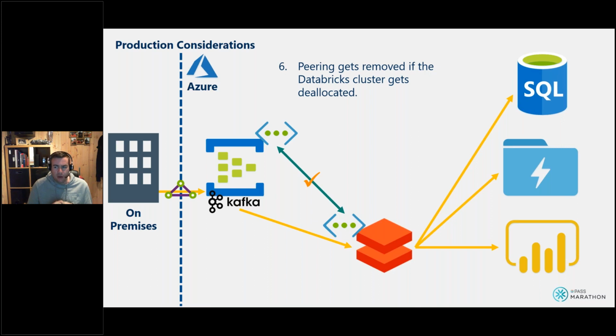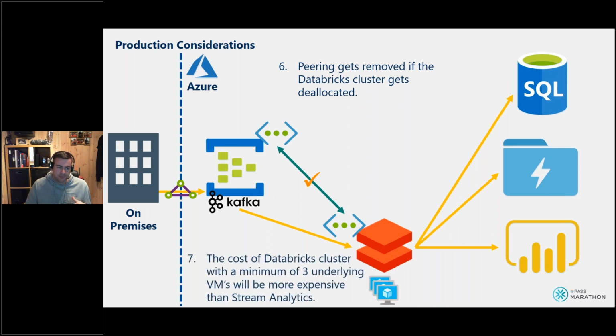But also, what you want to bear in mind is that when that peering is in place, if that Databricks cluster gets deallocated or it turns itself off, that peering is going to be lost, because the address spaces that are underneath it, when the cluster goes down, those address spaces in that Databricks VNet also go away, which means it breaks that peering. So a slight frustration that we have at the moment.